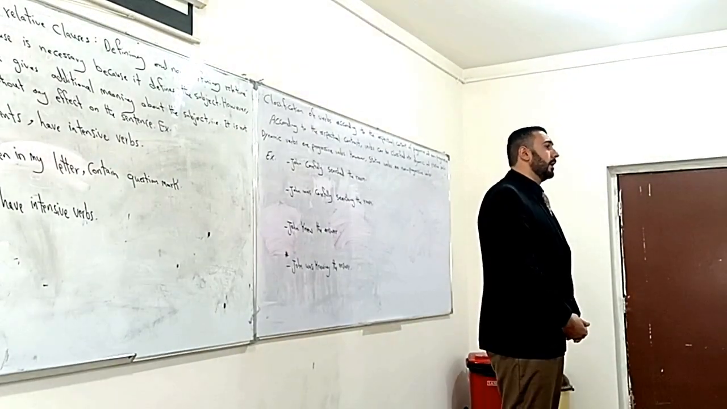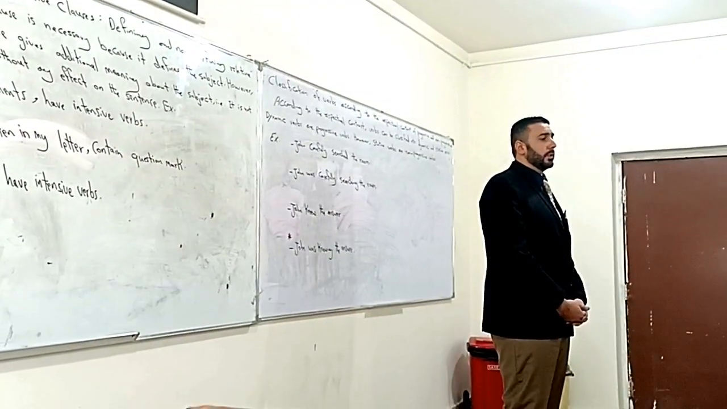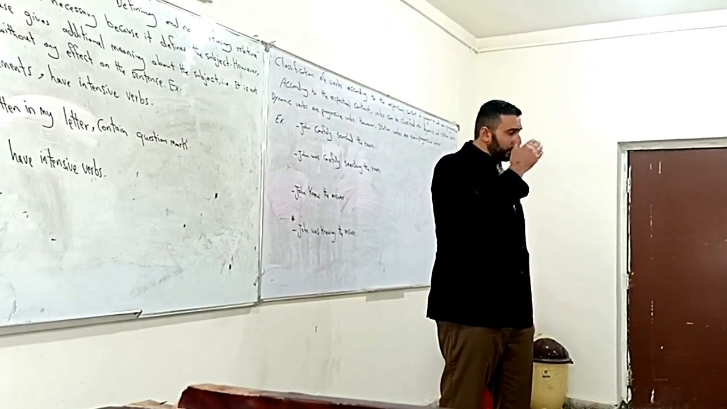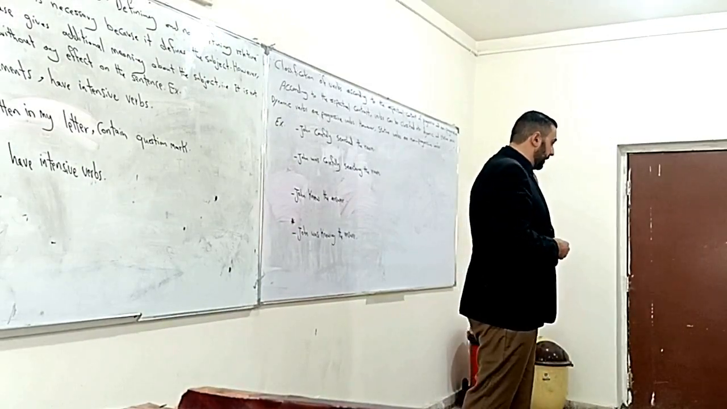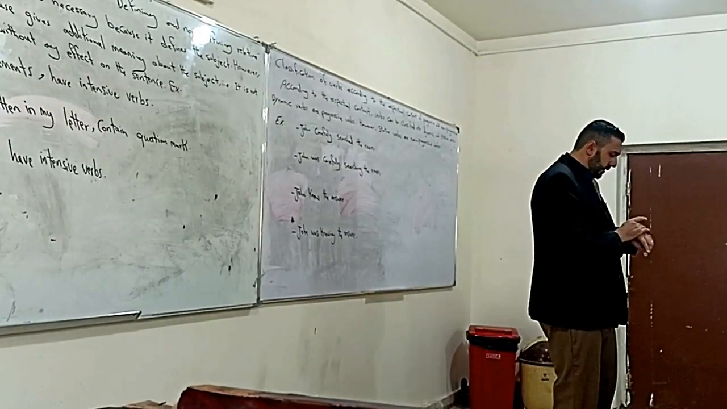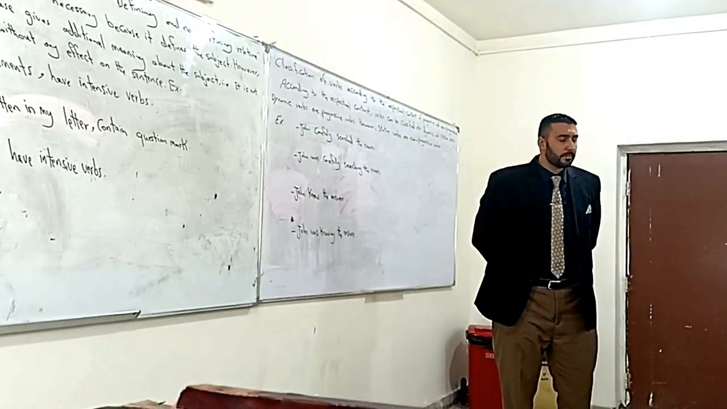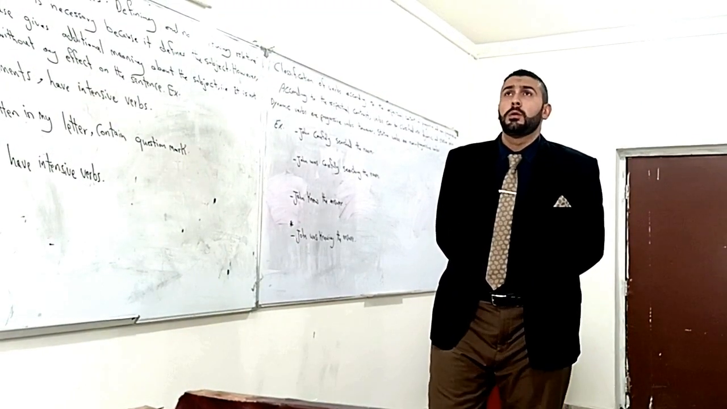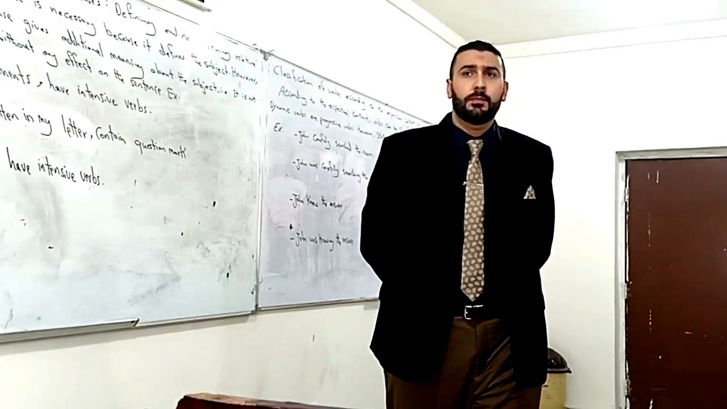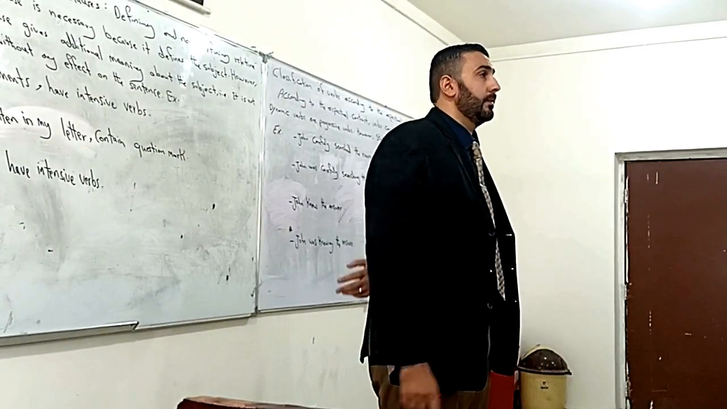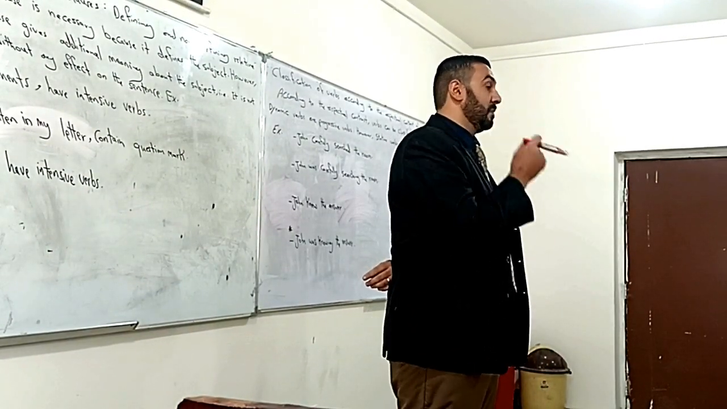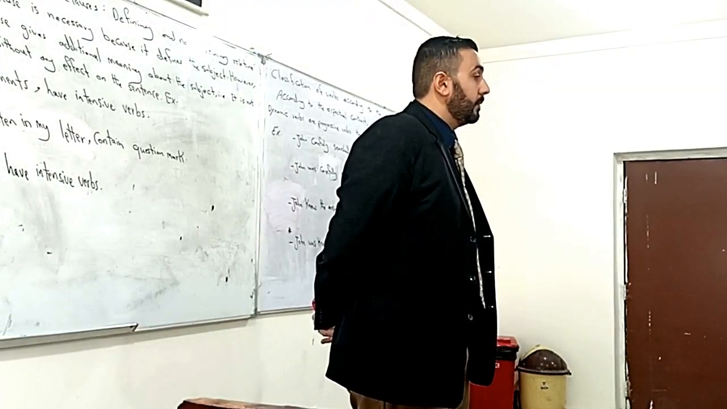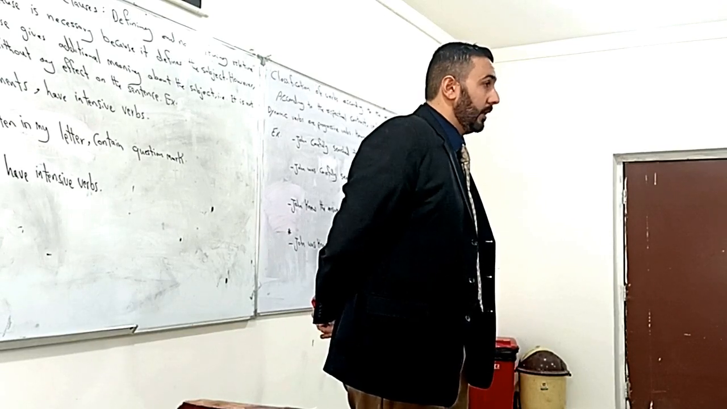Now let's shift to the complements. How many kinds of complements can be distinguished? There are two kinds of complements: subject complement and object complement. Subject complement and object complement. In the case of both types, there is a strength of relationship between the complement and their... for example, he is the chairman. He is the chairman.